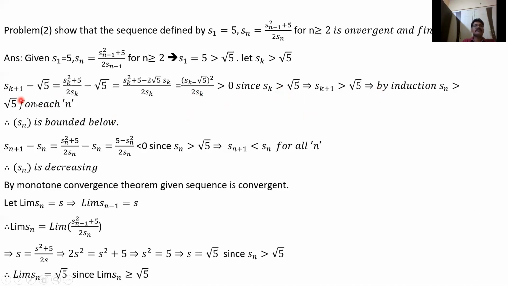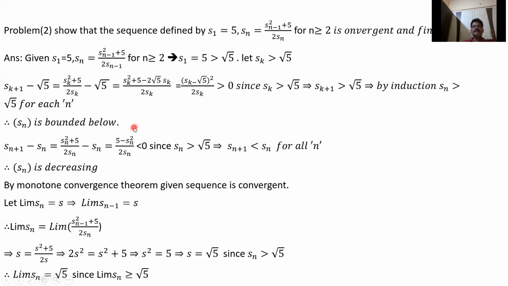So it is true for n equal to k plus 1. By induction, Sn is greater than root 5 for each n. Therefore Sn is bounded below.